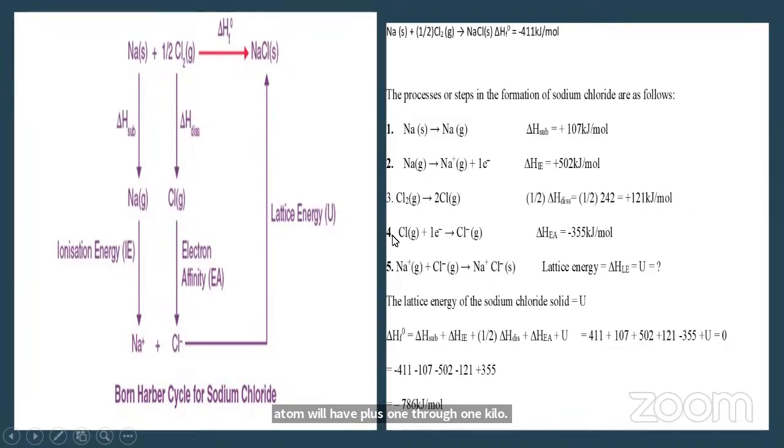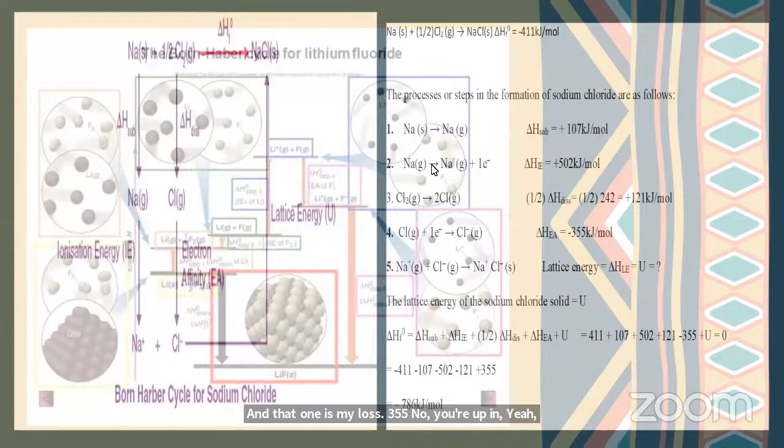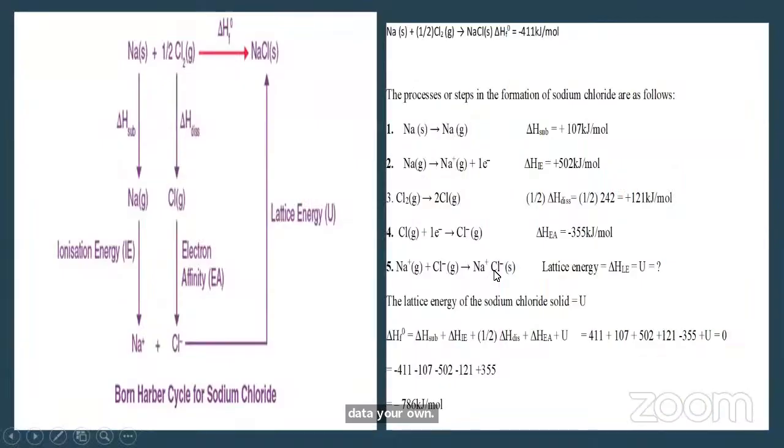Now, what is happening in the fourth step? The chlorine atom will accept an electron. It will accept an electron to become negatively charged. And in that, this particular energy is equivalent to electron affinity. And that is minus 355 kilojoule per mole. Now, you already have your cation here, and you have your anion as step 4.